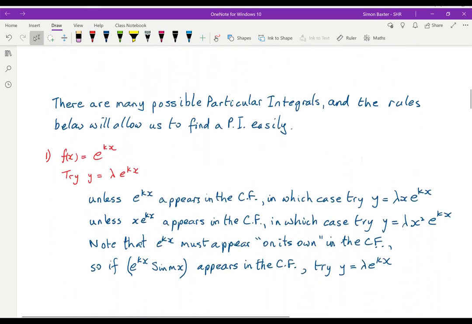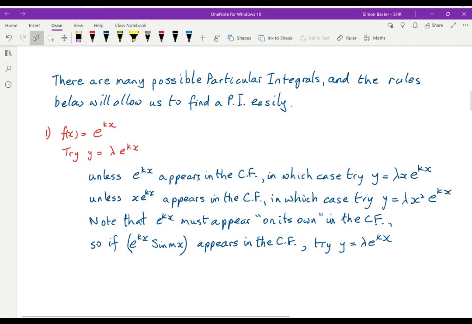Finding the particular integral. It doesn't actually matter which particular integral of very many we find. There are many possible particular integrals, and these rules that I'm going to give you will allow us to find a particular integral easily. Any particular integral will work. So if f of x is e to the kx, we try y equals lambda e to the kx. Sometimes there are complications. If e to the kx appears in the complementary function, then we need to try lambda x e to the kx. If x e to the kx appears in the complementary function, we need to try lambda x squared e to the kx.